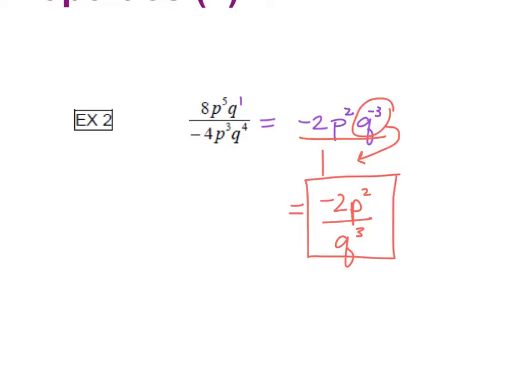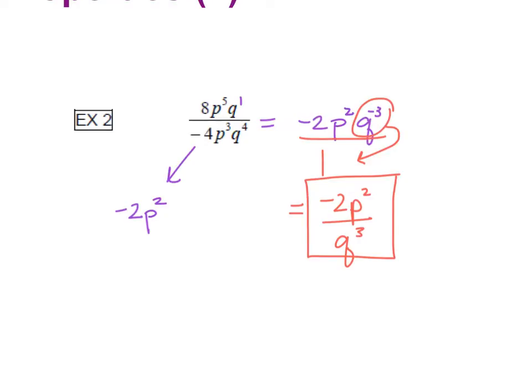So another thing that you could do is when you simplify this, let me talk through it another way, and you just go with whichever way you prefer. They're very similar, but on this one you would say 8 divided by negative 4 is negative 2. You would say p, subtract 5 minus 3, is p squared. It's positive, so it goes up top. And then you would say divide your q's. 1 minus 4 is a negative 3.